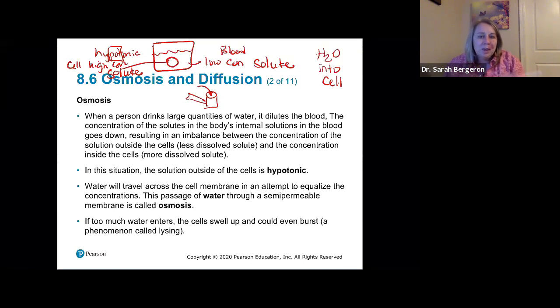All right. So if too much water enters that cell, the cell's under a certain pressure, and the more water that enters the cell, the higher the pressure, and eventually you can't put any more water in and it's going to burst, right? So that's called cell lysing.